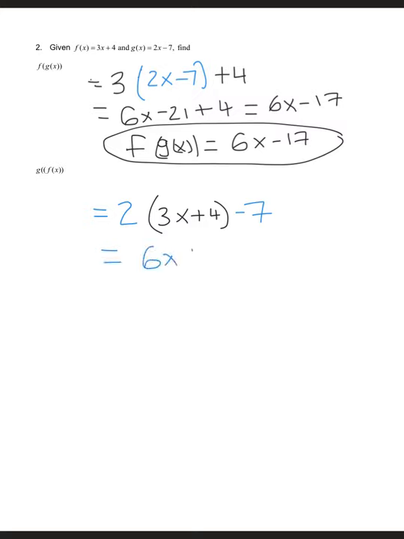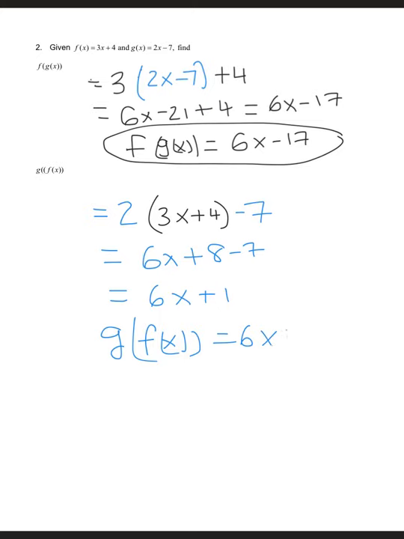So what do I get? 6x plus 8 minus 7, and that becomes 6x plus 1. So I can write my function notation here. So that's the answer. And again, you see f of g of x is not the same as g of f of x.